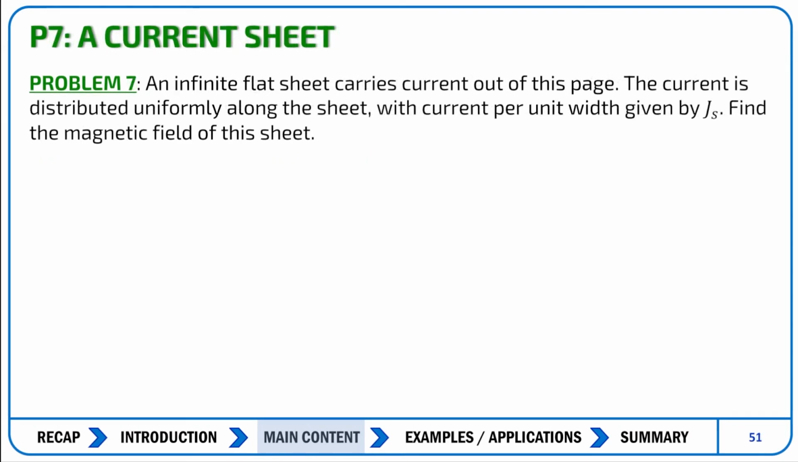In this problem, we're going to take a look at an infinite flat sheet that carries current out of this page. The current is distributed uniformly along the sheet with a current per unit width given by J_S. We're trying to find the magnetic field of this sheet. So first we want a diagram, just so we understand what we're looking at. We have a current carrying sheet. So let's just draw this.